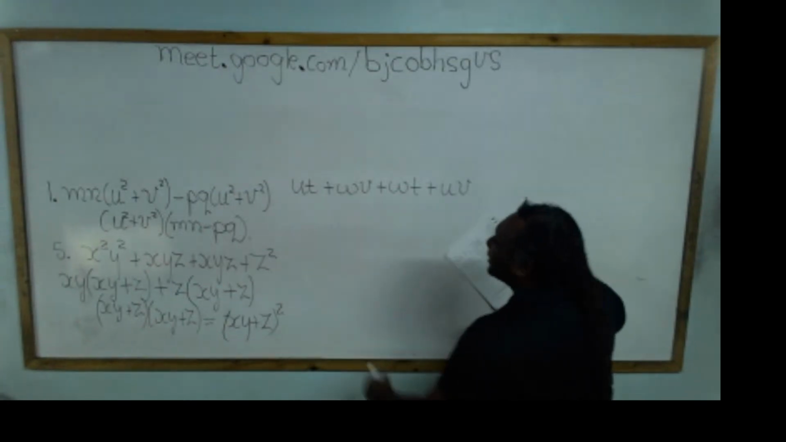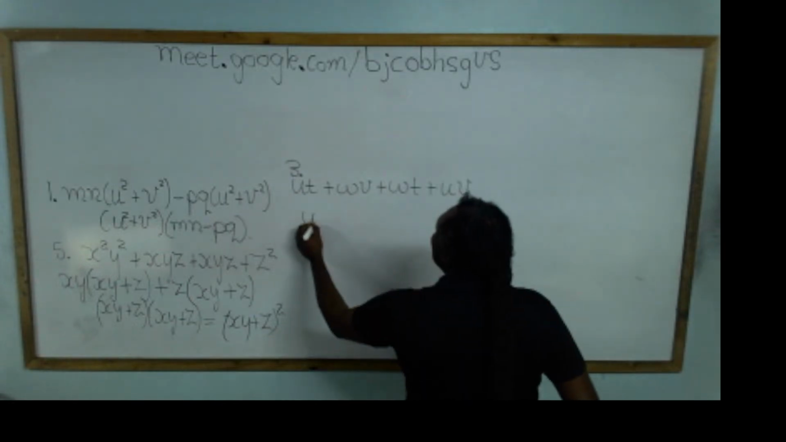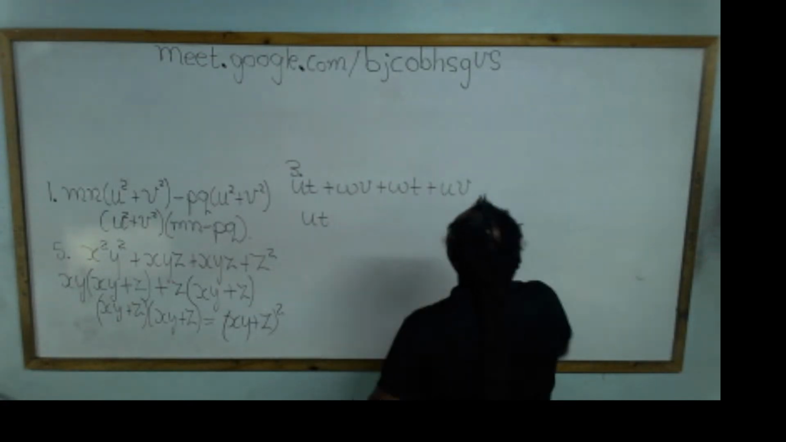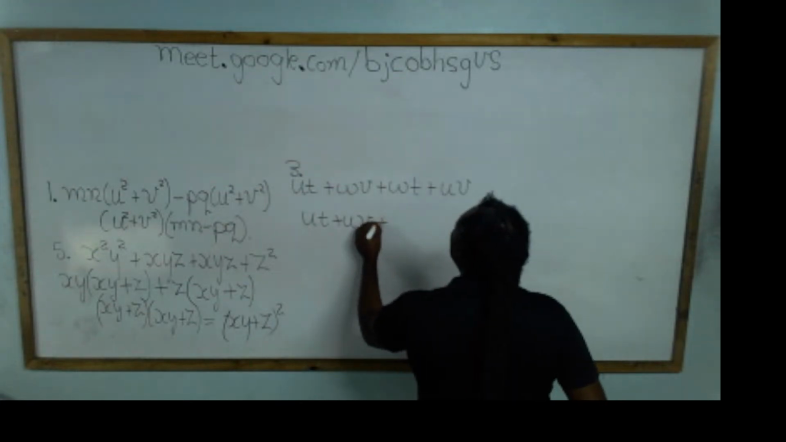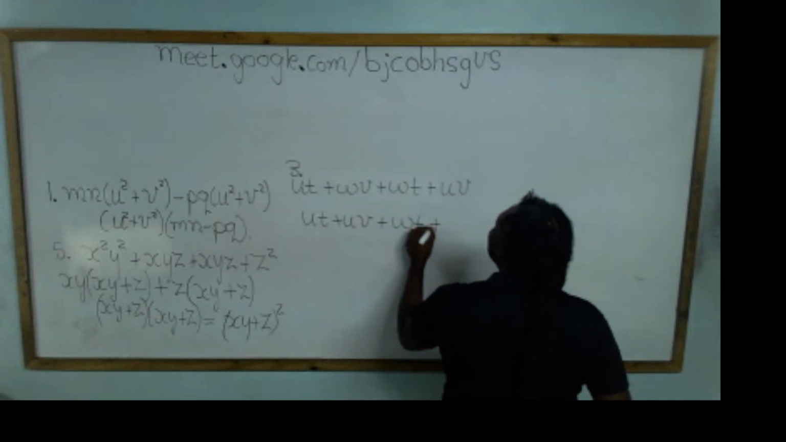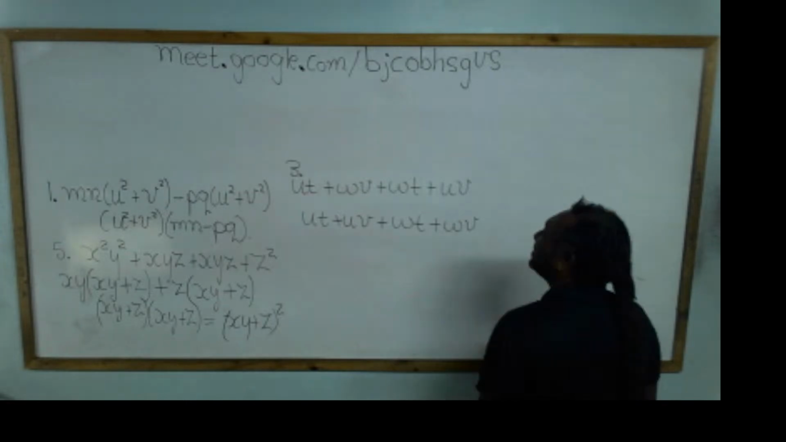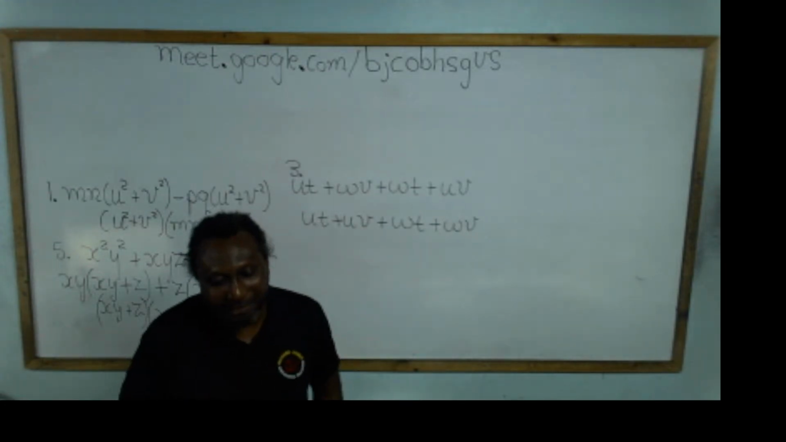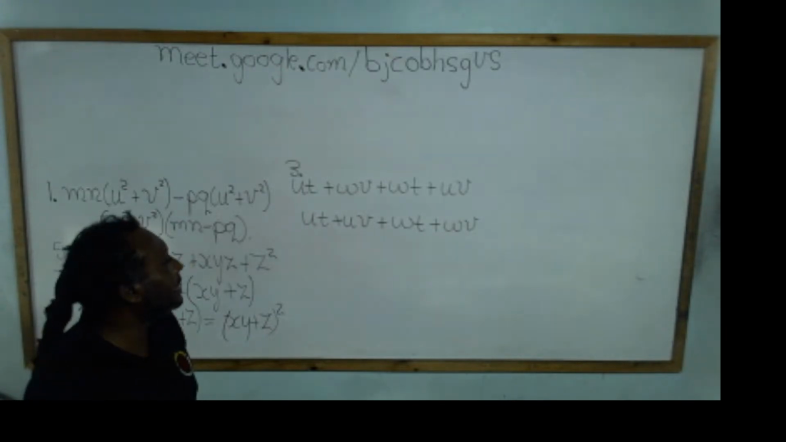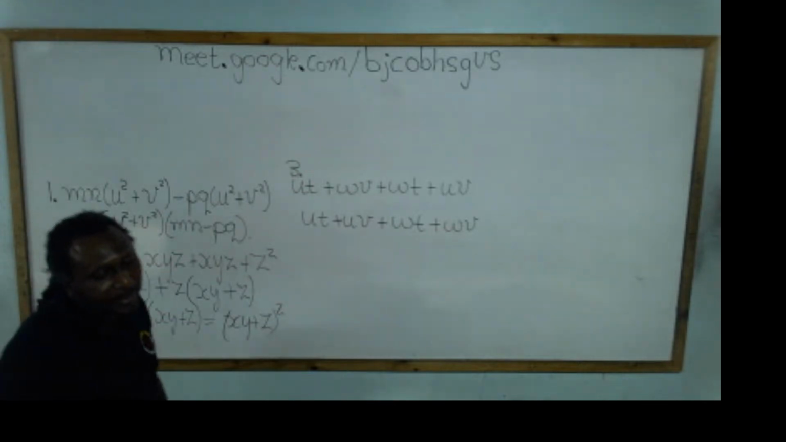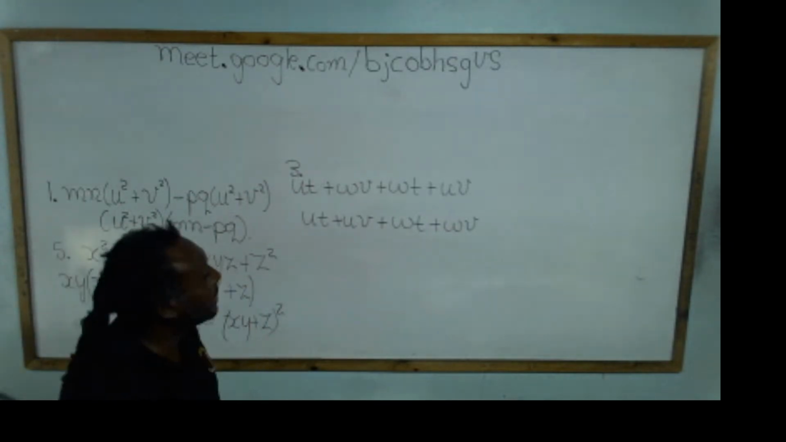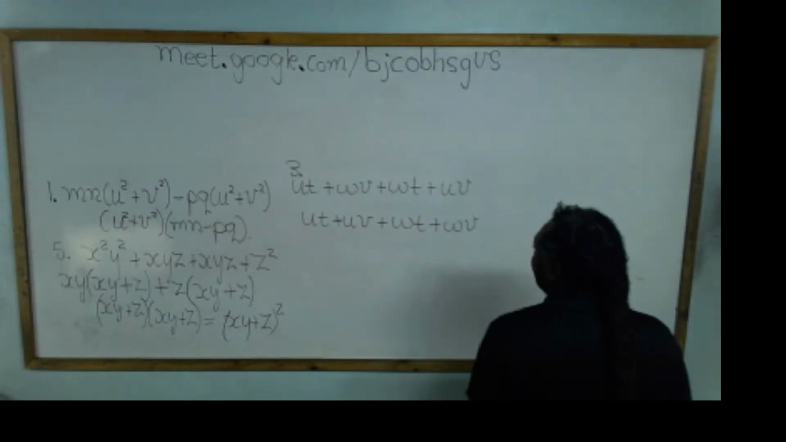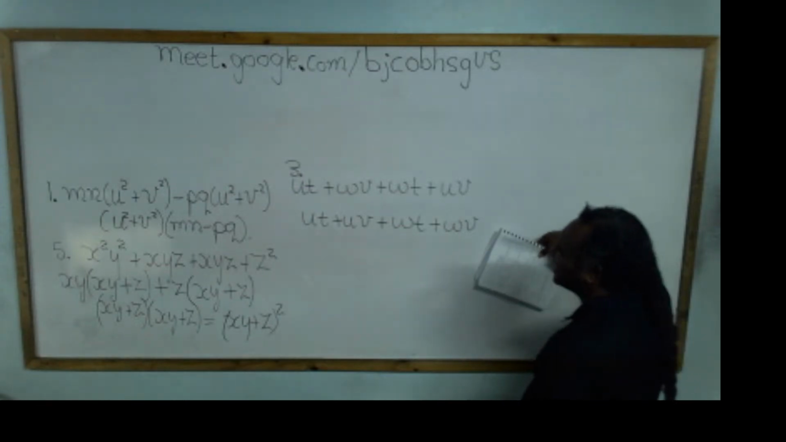Well, this one is number 3. We don't have any common factor here, so we'll just do this. UT plus UV plus WT plus WV, like that. So we rearrange them, not just because, but we rearrange them in order that we will have common factors in the pairs. Yes, so we can have the common factor in the pairs. So let's go. What do we say? Common factor now.